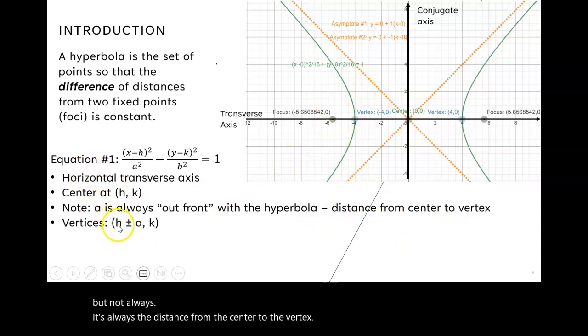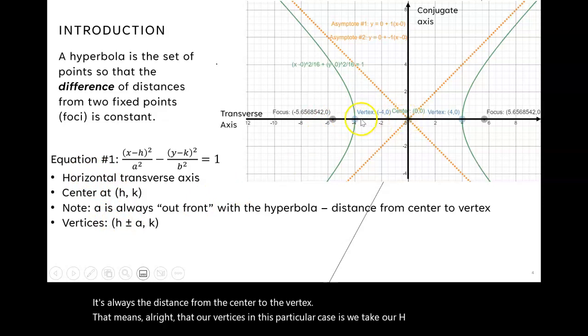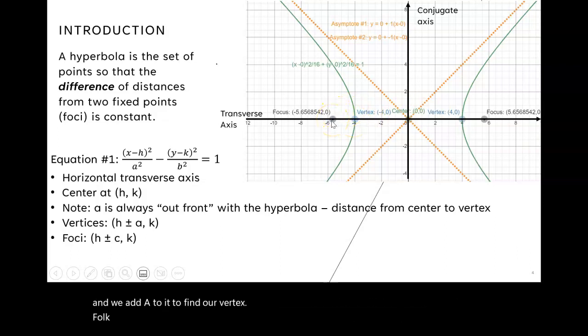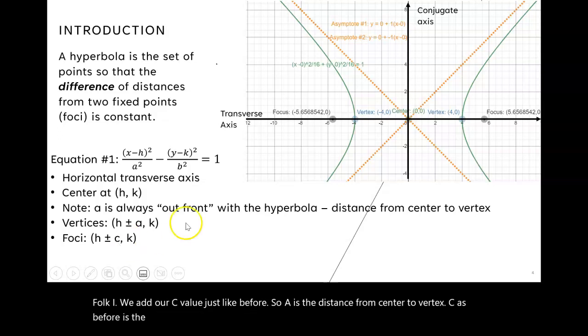That means that our vertices, in this particular case, we take our h value, our x coordinate, and we add a to it to find our vertex. For foci, we add our c value just like before. So a is the distance from center to vertex. C, as before, is the distance from center to foci. It's further out for the focus.